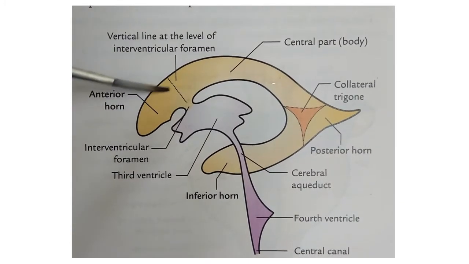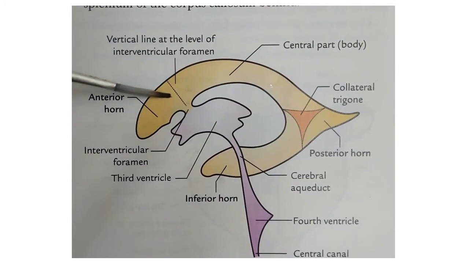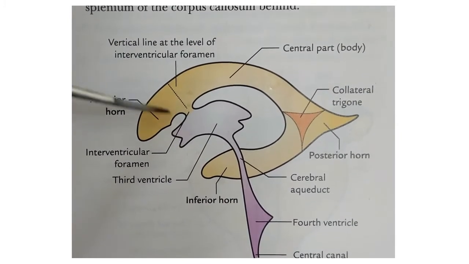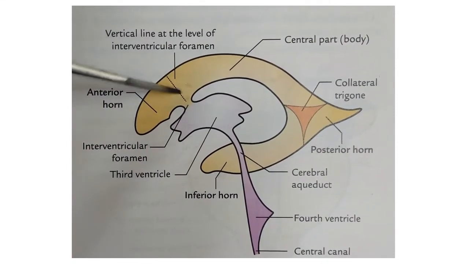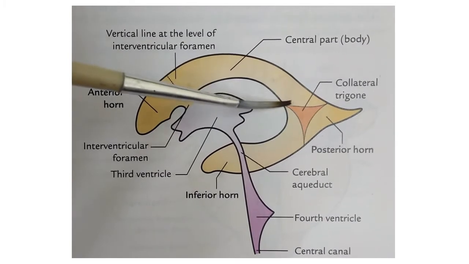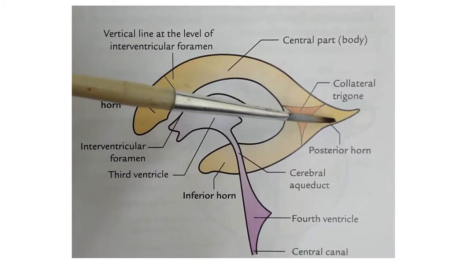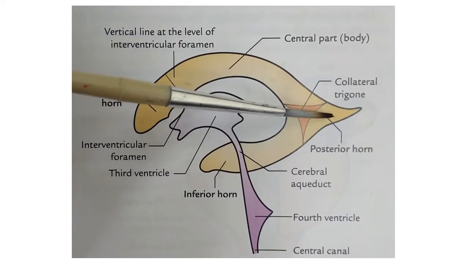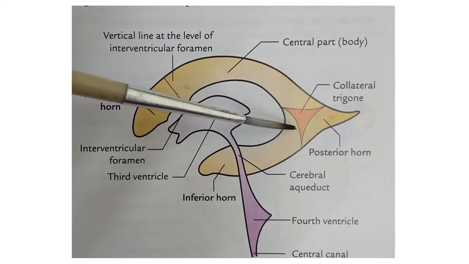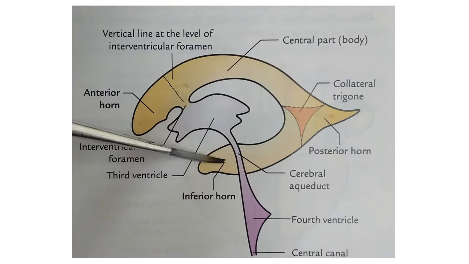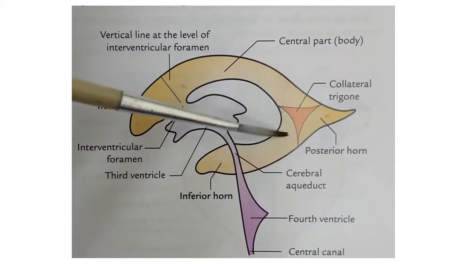The anterior extension of the cavity of the lateral ventricle within the frontal lobe is known as the anterior horn, which lies in front of the interventricular foramen of Monro. Similarly, the posterior extension within the occipital lobe is known as the posterior horn. And the 4th part, the inferior horn of the lateral ventricle, is situated within the temporal lobe.